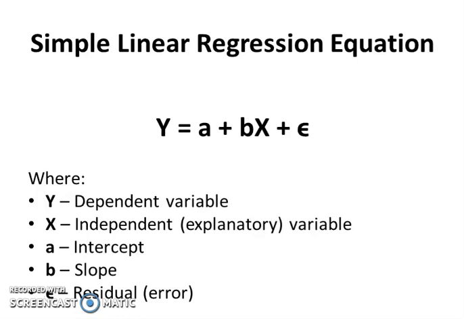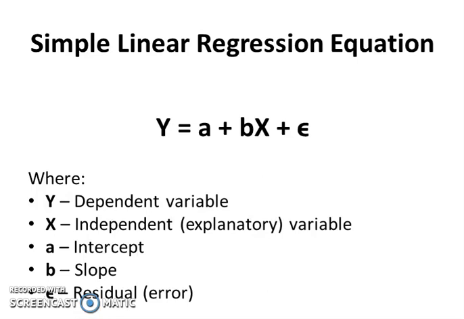Now the second term is B. The second important term is B. B is the slope of the relationship. That means the degree to which the independent variable, that is X, will affect the variable Y. So the higher the slope, the angle of this slope, the impact of X will be higher on Y.